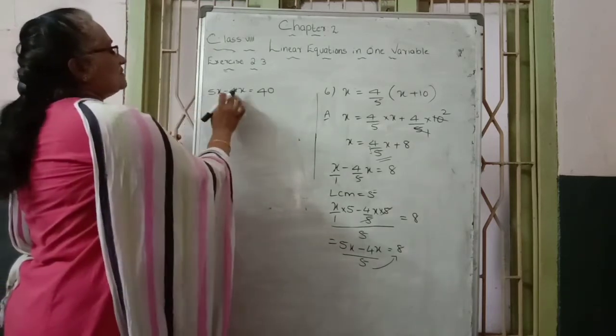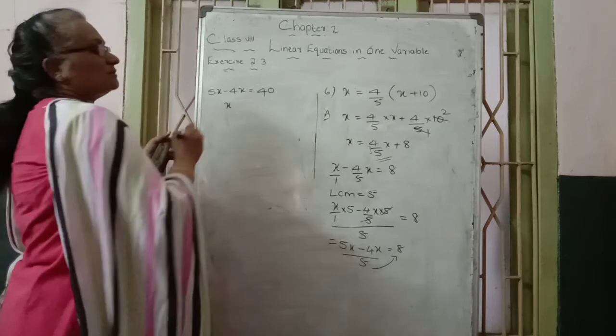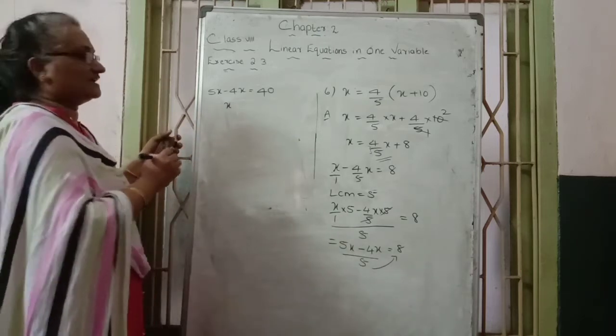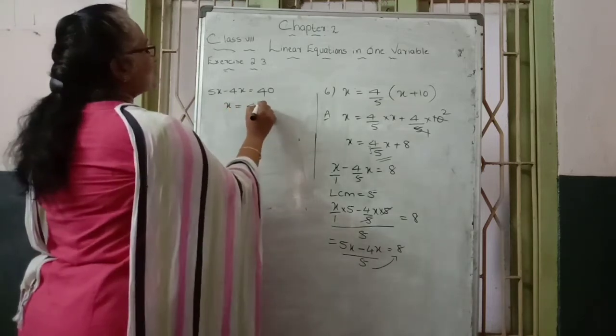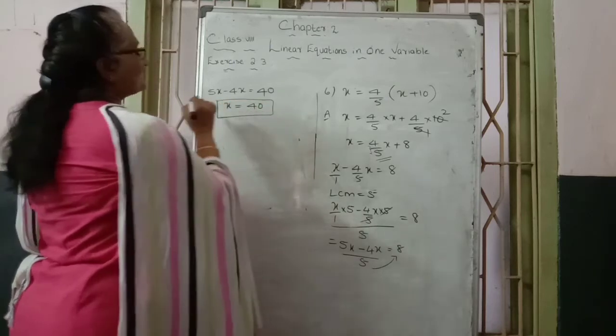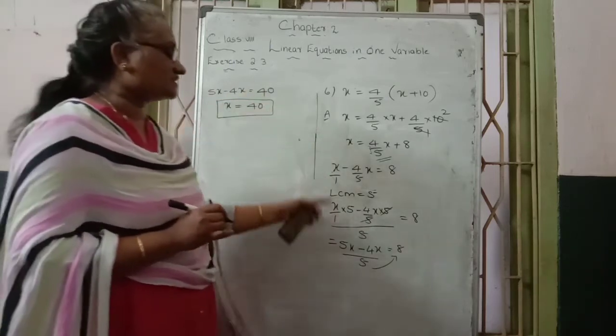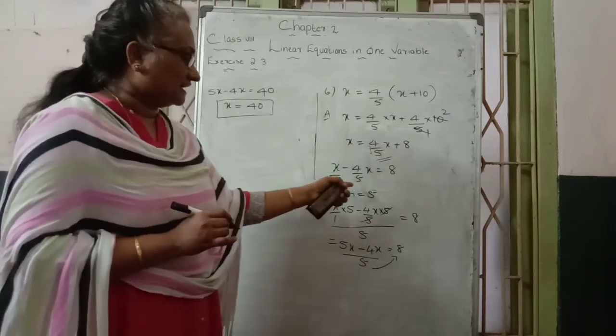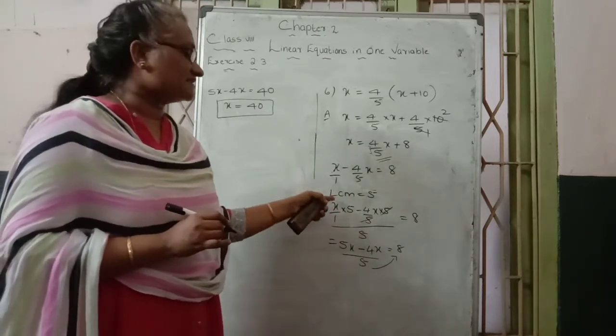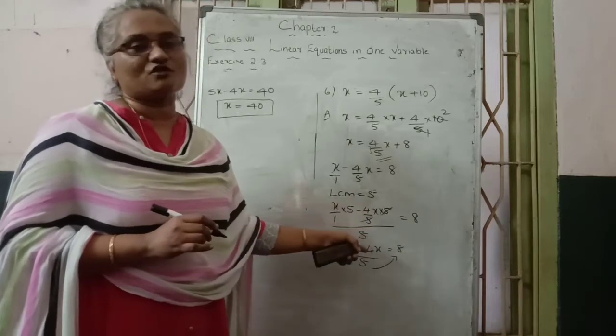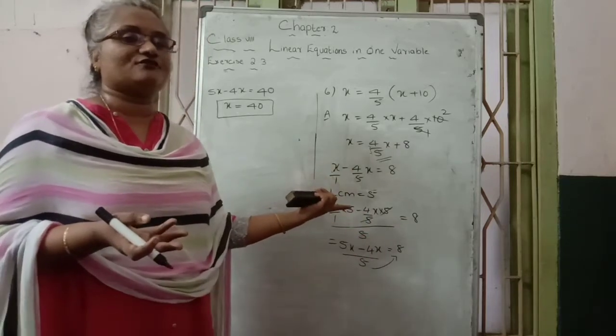The coefficients 5 minus 4 become 1, so 1x is equal to 40. The x value becomes 40. This is the sixth question format. Here you can directly cross multiply or take the LCM; in this format you can follow any method.